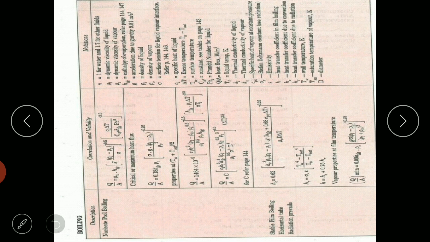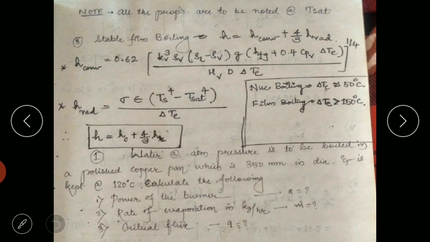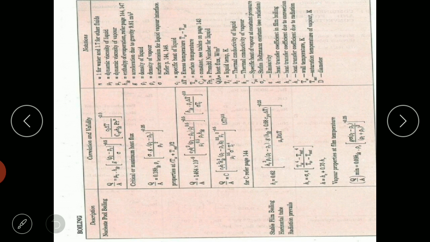Now as we know, the problem is in nucleate pool boiling. Why is it in nucleate pool boiling? Because if I take the difference of Ts and Tsat, which is 100, it will be 120 minus 100, 20 degrees Celsius. So as per the criteria we have set, it is in the nucleate pool boiling zone. So we will be using the nucleate pool boiling formula.